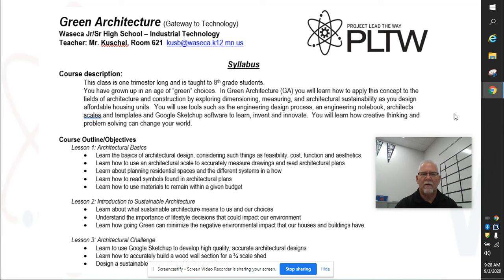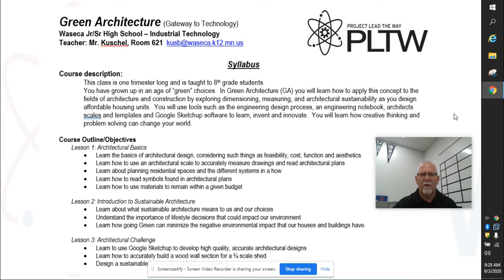You have choices. You've grown up in an age of green choices. In green architecture, you will learn how to apply this concept to the fields of architecture and construction by exploring dimensioning, measuring, and architectural sustainability as you design affordable housing units. You will use tools such as an engineering design process, an engineering notebook, architect scales and templates, and Google SketchUp software to learn, invent, and innovate. You will learn how to use creative thinking and problem solving and how that can change your world.